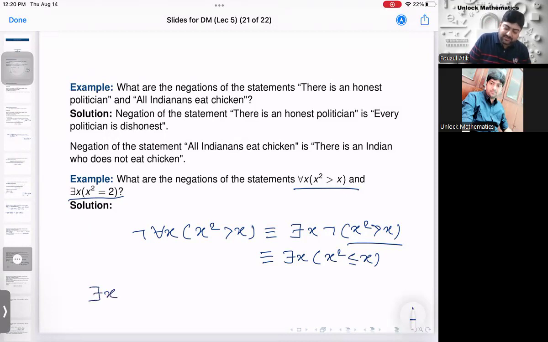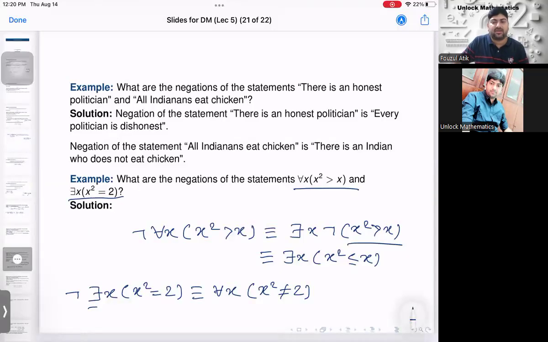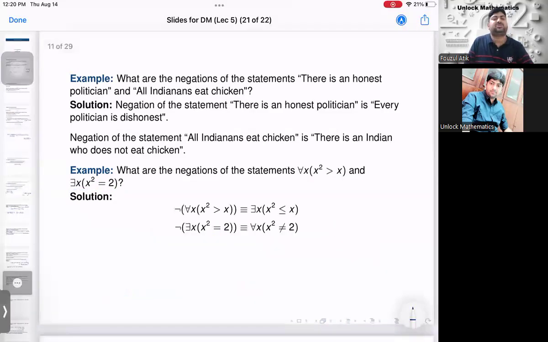The second one is even more easy. There exists x such that x square is equal to 2. What is the negation of it? So put a negation sign. This is equivalent to, there exists will become for all x, then not of x square equal to 2. So this will become x square actually not equal to 2. We are done. Easy, right? So this is how you can find the negation of a quantified statement using De Morgan's law for quantifiers.